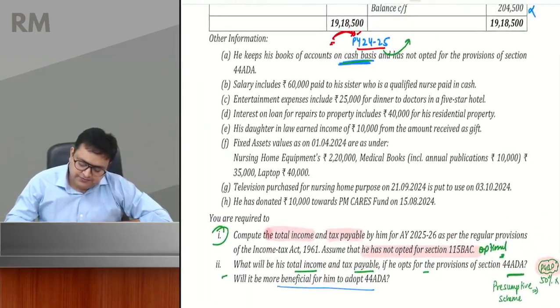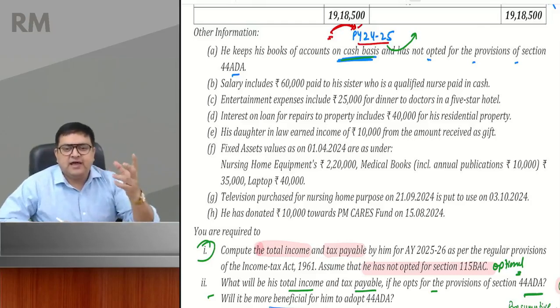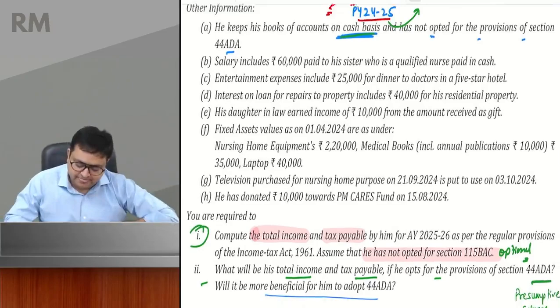Now, he keeps his books of accounts on cash basis and has not opted for the provision of 44ADA. So first we have to compute as per normal, then we will be computing by presumptive income. That's okay.